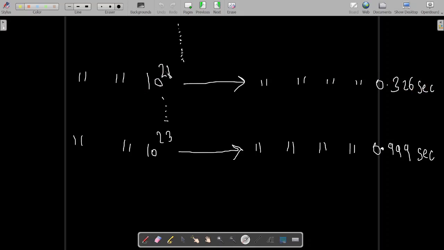The 10 to the power 21st nucleon returns to the ground state in 0.326 seconds. Then the 10 to the power 21 plus first nucleon, the 10 to the power 21 plus second nucleon, then comes the 10 to the power 22nd nucleon. Then comes the last nucleon, the 10 to the power 23rd nucleon. This last nucleon returns to the ground state in suppose 0.999 second.